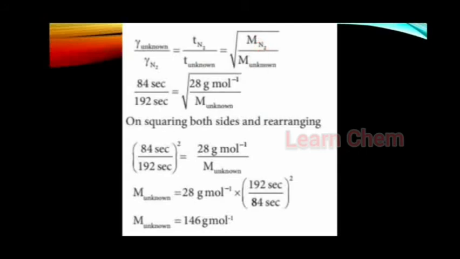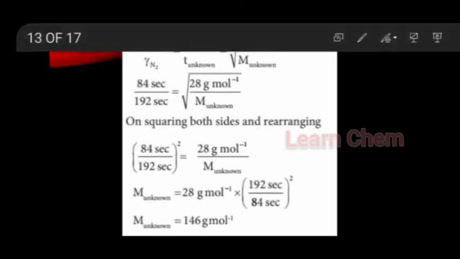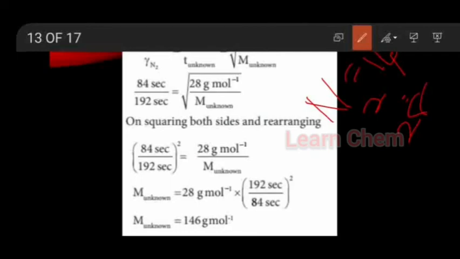So if we substitute the values, 84 seconds for nitrogen and 192 seconds for the unknown gas, it equals root of 28 (molar mass of nitrogen) divided by M. We know that nitrogen is a diatomic molecule. What's the molar mass of nitrogen? For one nitrogen atom it is 14. For N2 it is 14 plus 14, so 28. Okay, so root of 28 by M.